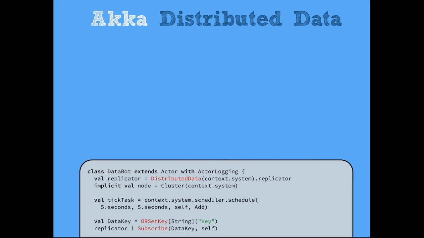So another great tool to embrace the fact that everything needs to be eventually consistent, and we can't have strongly consistent data all the time, is Akka's distributed data module. This is a module that we added in Akka 2.4, and it's essentially two things. It's a library for CRDTs, that's conflict-free replicated data types, and there is also an engine, a tool for distributed data replication.